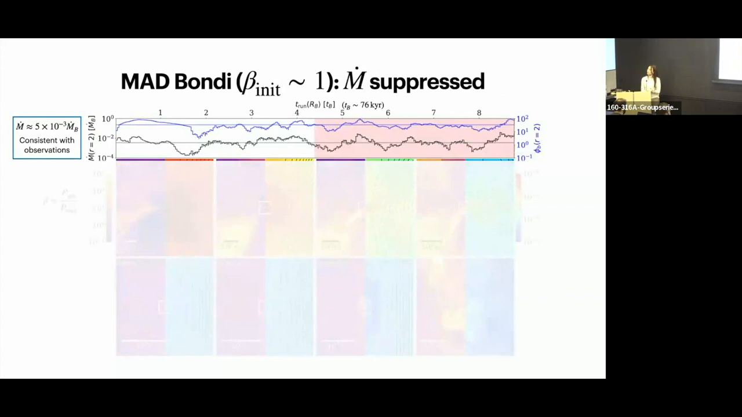So here I am showing the accretion rate onto the horizon as a function of time. The accretion rate is in units of the Bondi accretion rate, and the time is in units of the free fall time scale at the Bondi radius, TB, which is around 76 kiloyears for M87. You can see that after a few TB, the accretion rate onto the black hole fluctuates around a constant value of around 5 times 10 to the minus 3 of the Bondi accretion rate, which is consistent with observations.